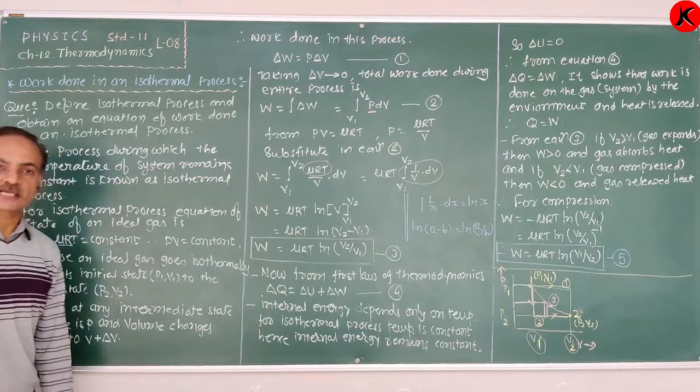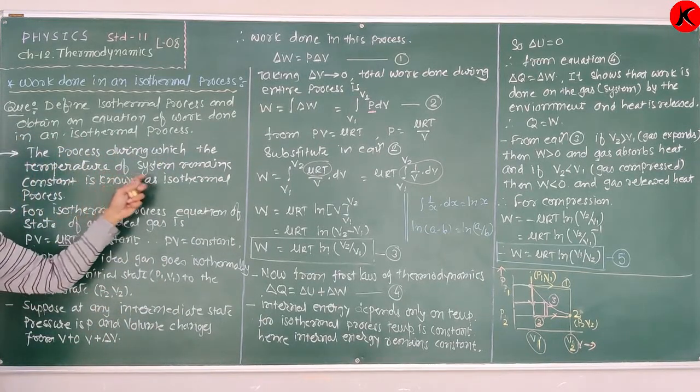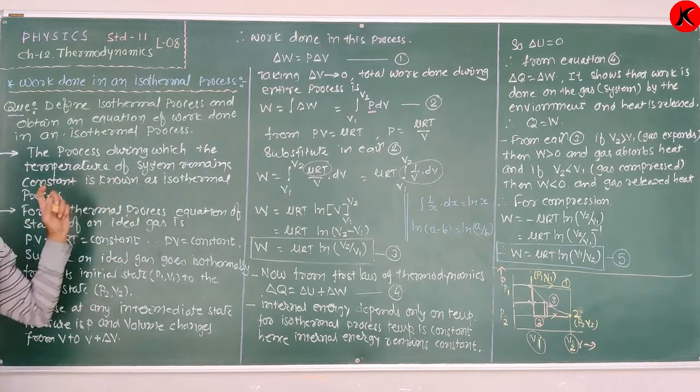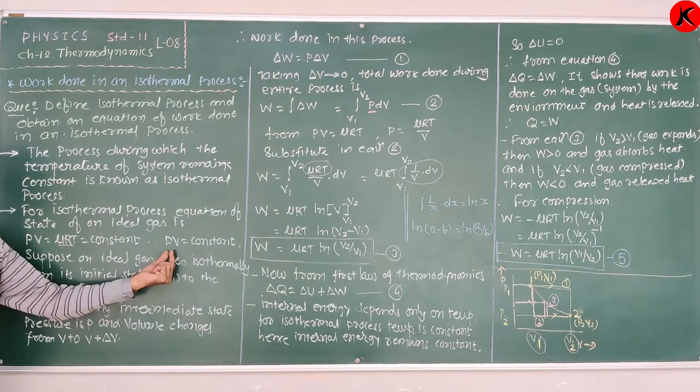First, what is the isothermal process? The process during which the temperature of the system remains constant is known as an isothermal process. For an isothermal process, the equation of state of an ideal gas is PV equal to mu RT. On the right hand side, mu, the quantity of gas in moles, is constant, R is the universal gas constant, and T for an isothermal process is also constant. Therefore, PV is equal to constant.